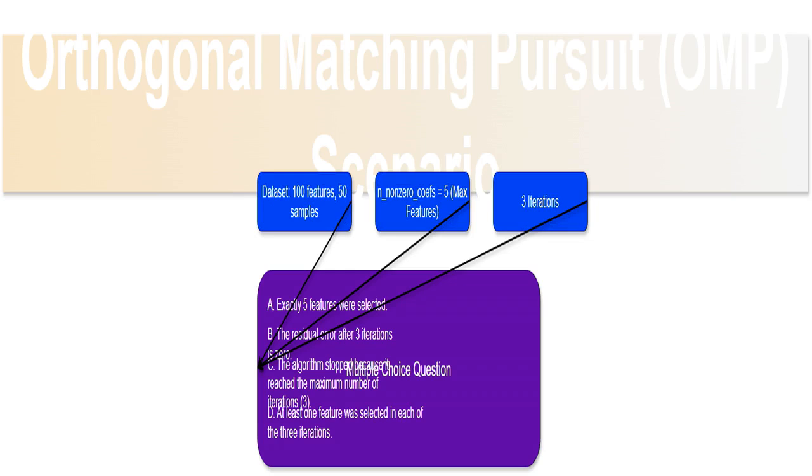This problem uses the orthogonal matching pursuit algorithm, a method for finding a sparse solution in a linear regression problem. It's like finding the most important ingredients in a recipe while minimizing the number of ingredients. OMP iteratively selects features, ingredients, that best explain the data, the taste of the dish.